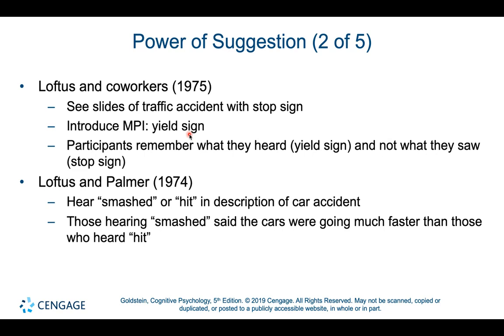Another great example that Loftus showed, and you can get people to change their memory based on very subtle misinformation, was that they again used a car accident example. For some of the participants, the car accident was described with the neutral language of two cars hit each other. For other participants, the accident was described with more emotionally inflammatory language. The cars smashed into each other. And when participants then gave their eyewitness testimony of the event, those that had heard the word smashed claimed that the cars were going much faster than the group that heard the word hit.